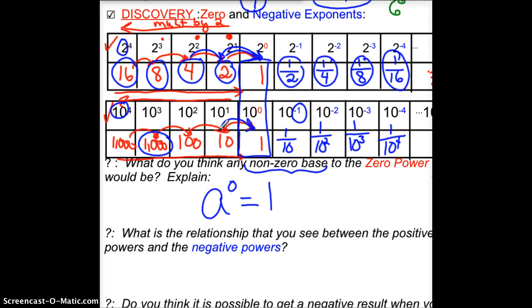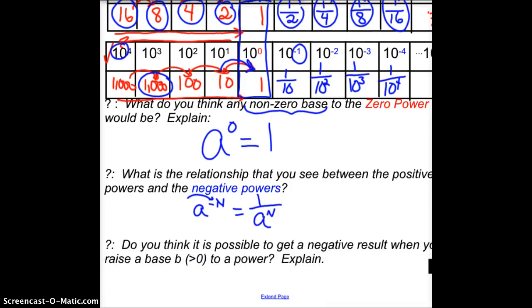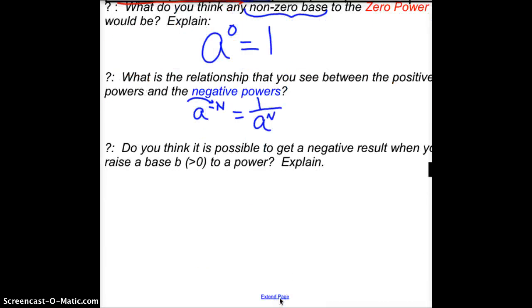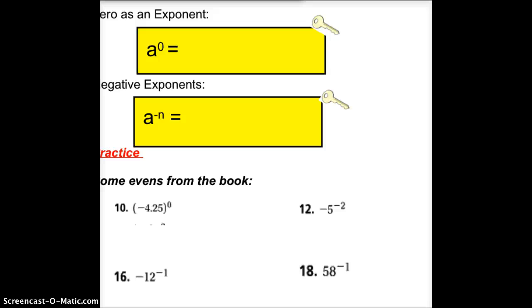What is the relationship that you see between the positive powers and the negative powers? Well, what I'm noticing is that when I take anything and raise it to a negative power, I don't get a negative answer. This negative sign actually means division. So it means I'm going to divide by a, n times. I get the reciprocal, or the flip, of the positive power. And I'm going to skip that question. Let's go to the next one.